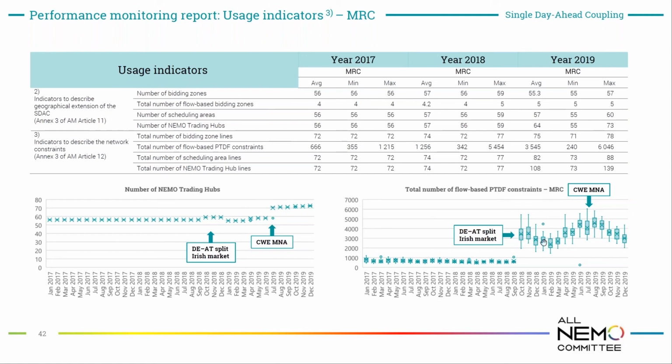Here in this graph, regarding the number of PTDF constraints, it's very important to stress that this is a huge change since the introduction of the Germany-Austria split. As you can observe, the number of PTDF constraints that should be handled by the algorithm is huge. And note that as we will include new areas such as the Nordic flow-based and also the core flow-based, this trend may continue growing.